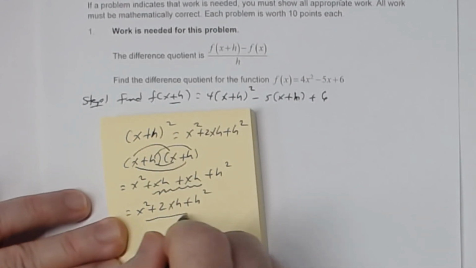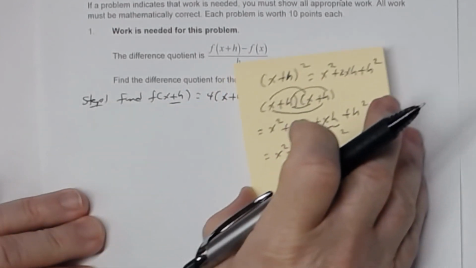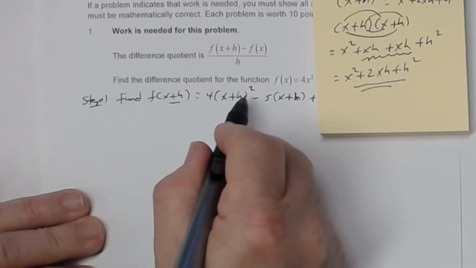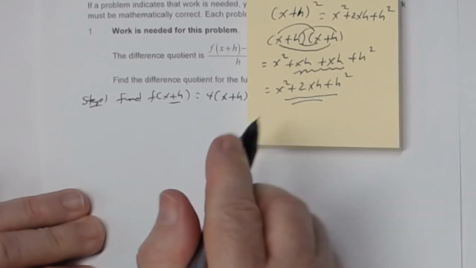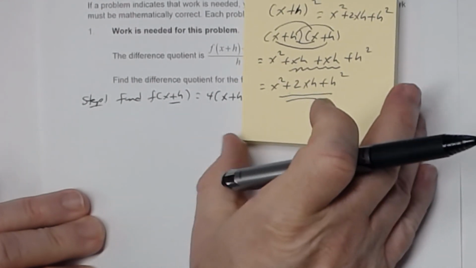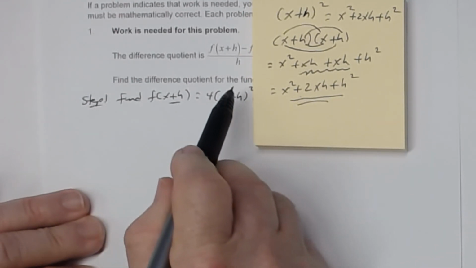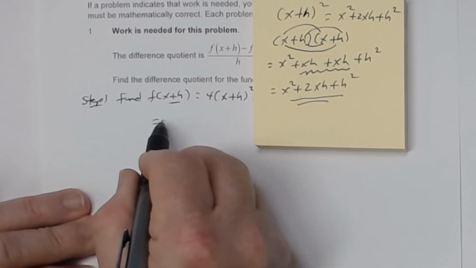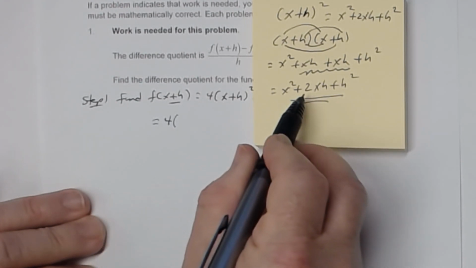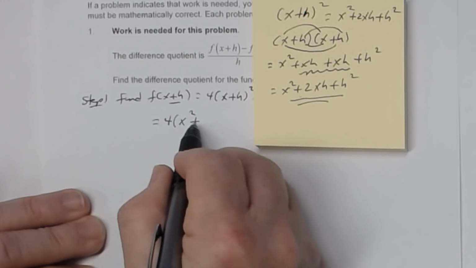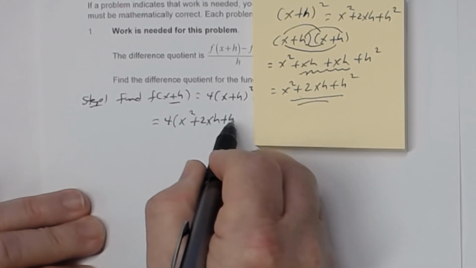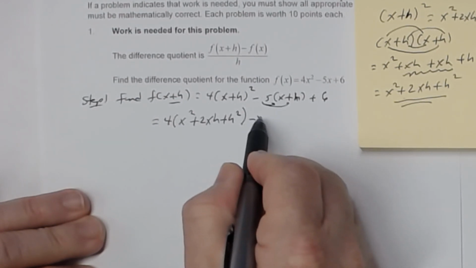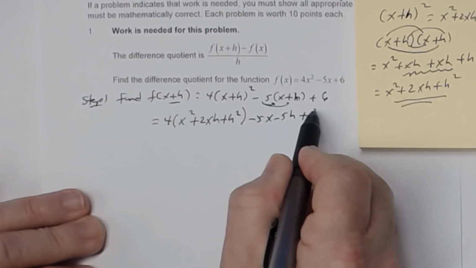Now this right here that you see, I'm going to put that here. So this becomes 4 times this thing right here. This (x plus h) squared is this. So let me go ahead and rewrite it right here. That becomes 4 times, and I'm going to substitute this now, x squared plus 2xh plus h squared. And then let's go ahead and distribute the negative 5. So I get minus 5x minus 5h plus 6.